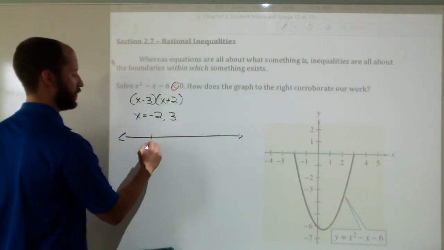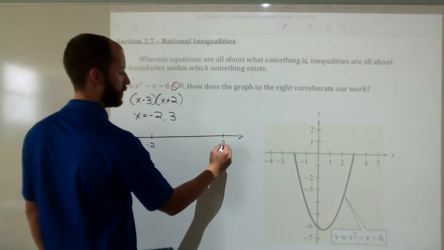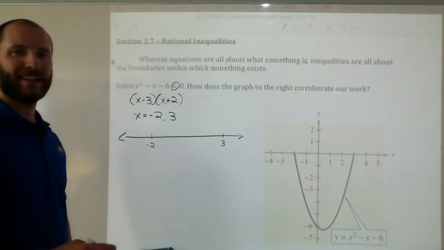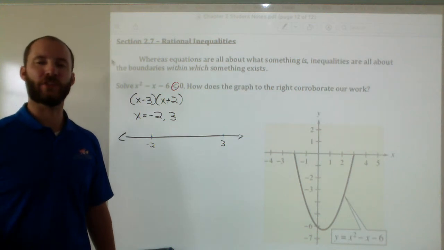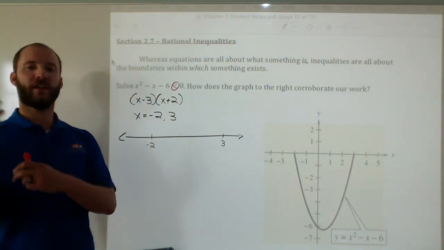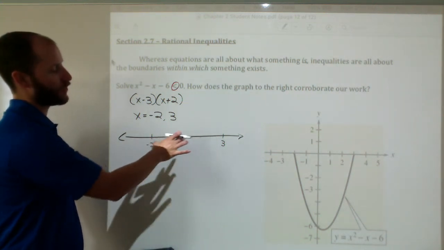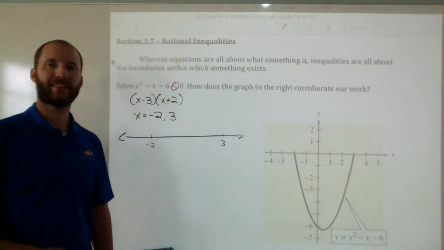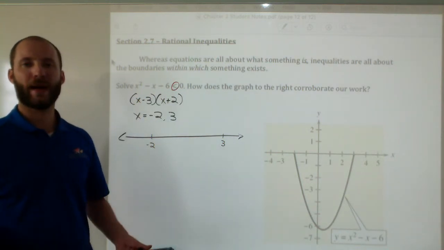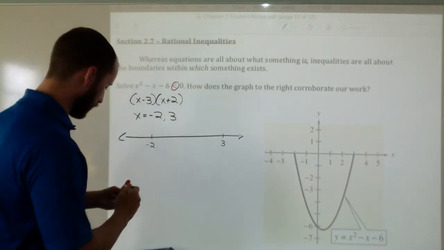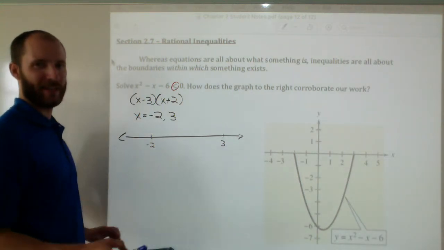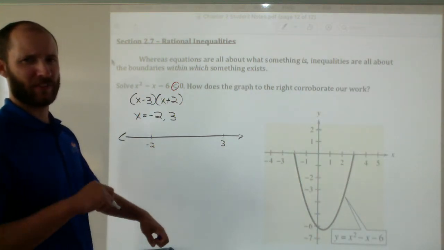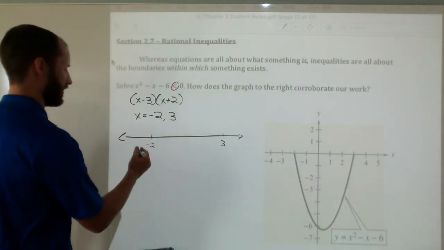Let's say negative 2, and let's say 3. And then let's look at some test intervals. Let's test to the left of negative 2, let's test in between negative 2 and 3, and let's test to the right of 3 and see what happens. So choose numbers that are easy to work with. Don't go out of your way and kill yourself trying to come up with some extraordinary values. It's just not worth it.